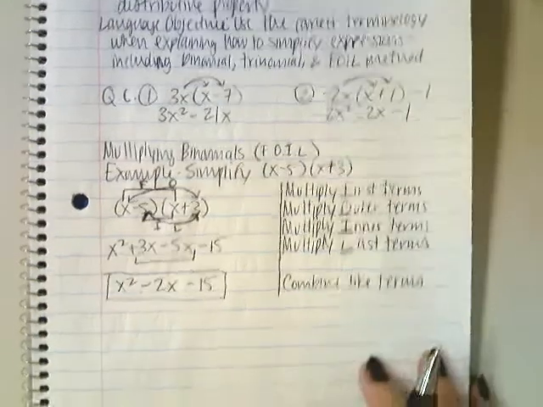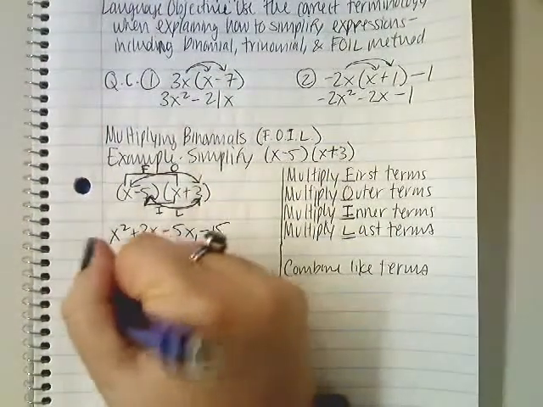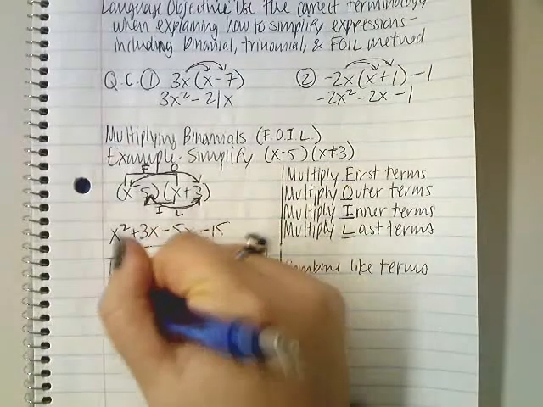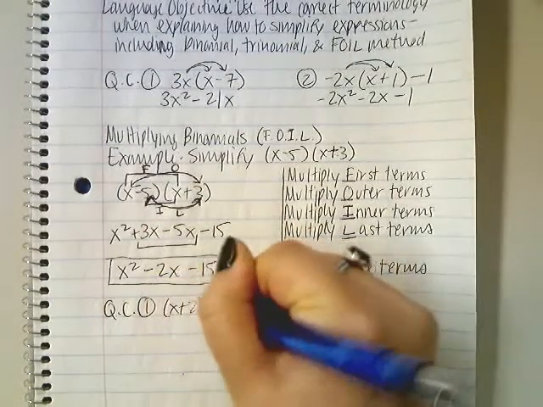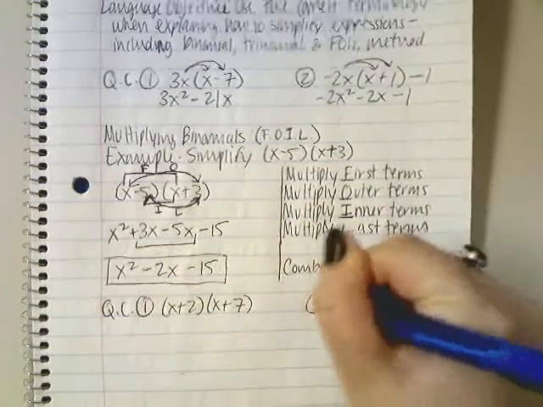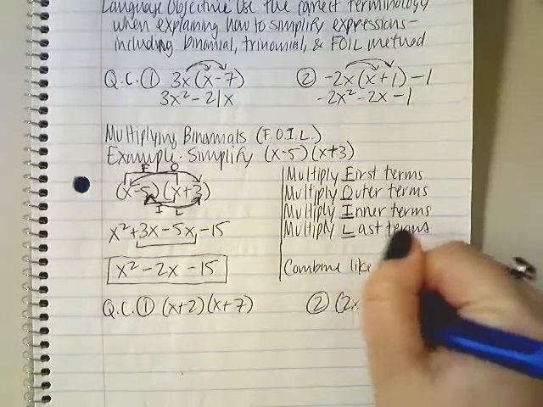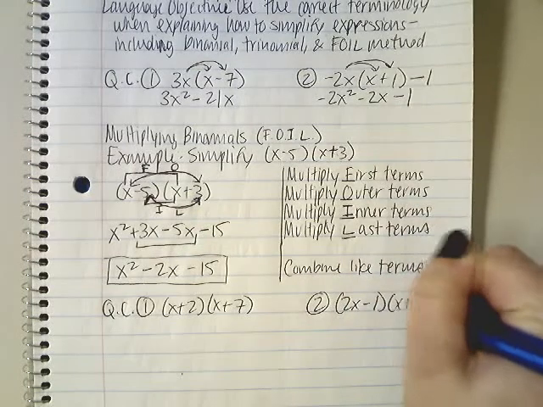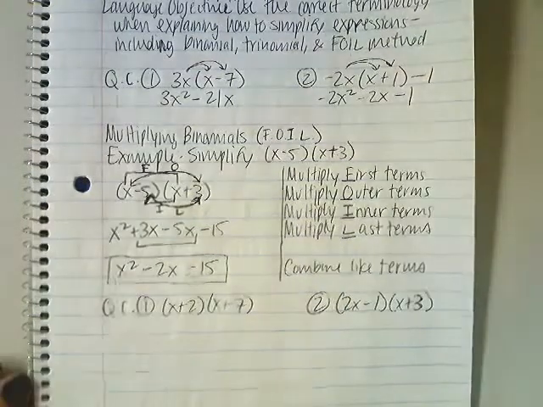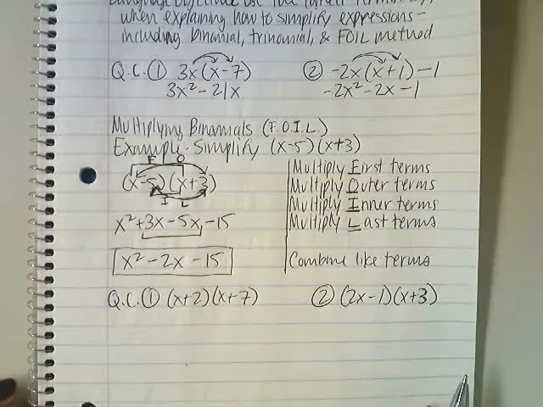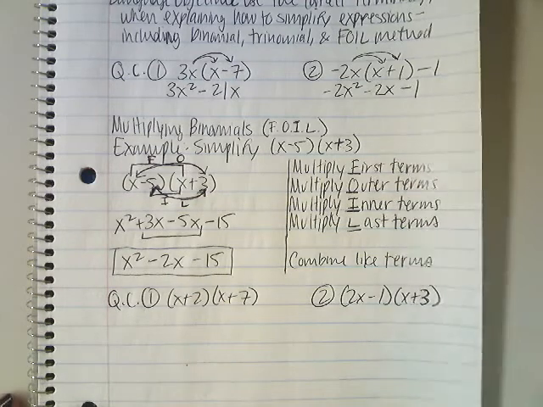All right, so now we're going to do some quick checks together. The first one I have for you is x plus 2 times x plus 7. And the second one I want you to try is 2x minus 1 times x plus 3. So go ahead and try those two on your own following the FOIL method that we just did in our example. Pause it if you need to. I'm going to go over it now.